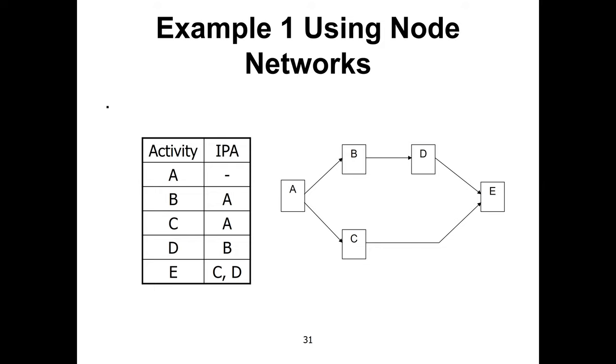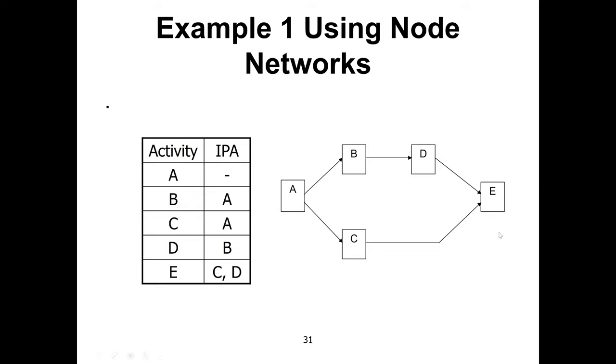Activity list is given: activities A, B, C, D, E. Activities are given, and the IPA list is given. If the IPA list is given, the immediately preceding activities are given, and the names of activities are given, then we can draw the node diagram.